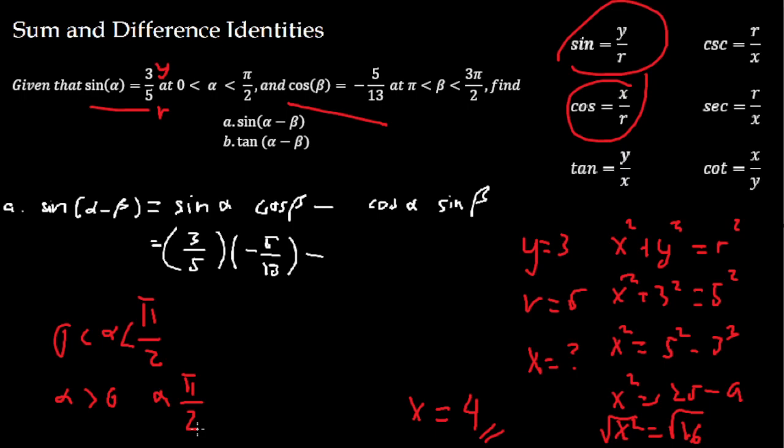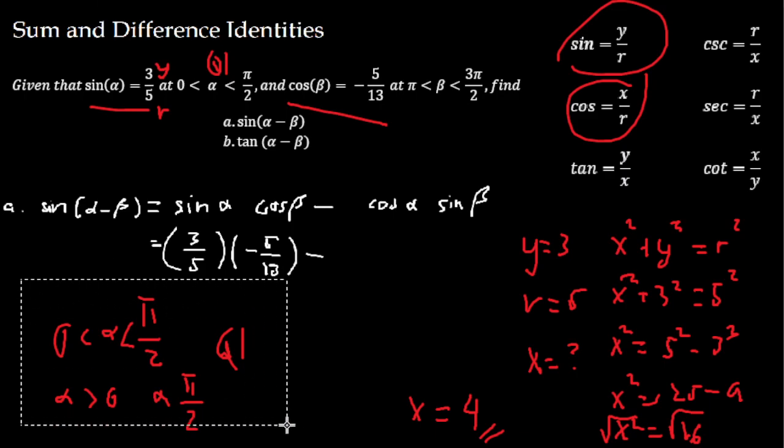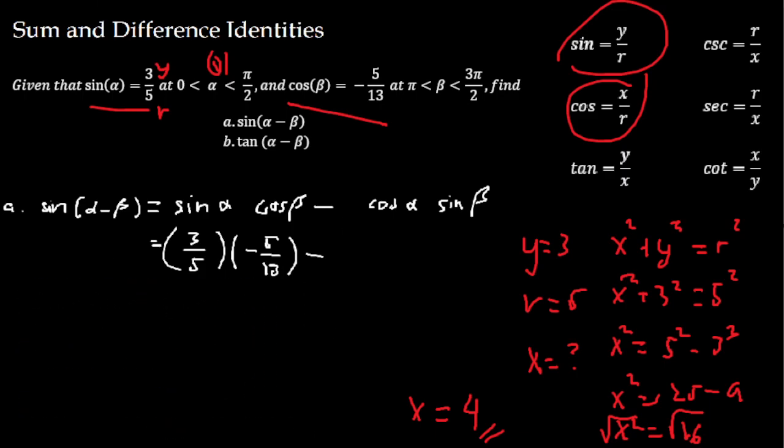Now, what quadrant are those? Yes, it's in quadrant 1. Now, it means that 0 less than alpha less than pi over 2 just means that it's located at quadrant 1. Now, in quadrant 1, the sign in quadrant 1 is positive and negative.